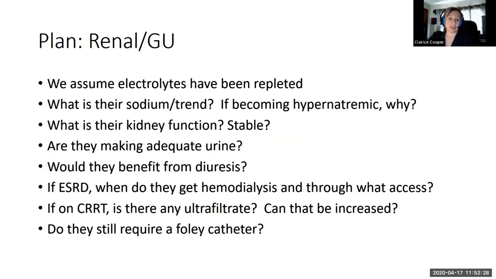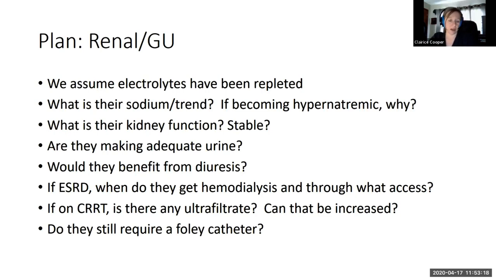For the renal or GU system, we're going to assume that electrolytes have already been repleted, so you don't need to dwell on that during your presentation. But you should particularly pay attention to the patient's sodium. Oftentimes their sodium is an indicator of their fluid status, and you particularly want to pay attention to whether they're becoming hypernatremic and the reasons why and whether that needs to be addressed. You also want to look at their kidney function, and the trends there are extremely important because you might not think much of a creatinine of 1.3, but if 2 days ago the creatinine was 0.6, all of a sudden that has a lot more meaning, and it's something that you need to address.